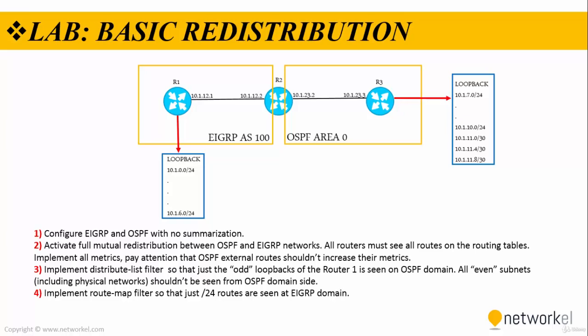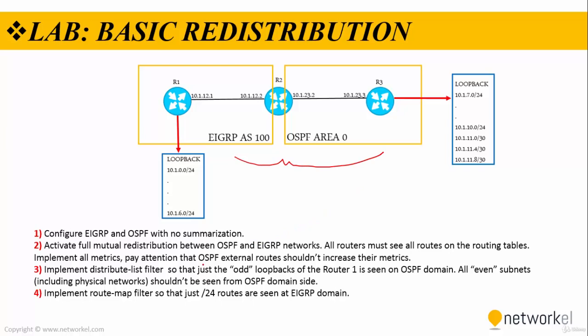Alright guys, it's lab time again. We have a basic redistribution lab for you, and we are going to accomplish 4 steps in our lab. In the first step, we need to configure EIGRP and OSPF with no summarization for the network above.